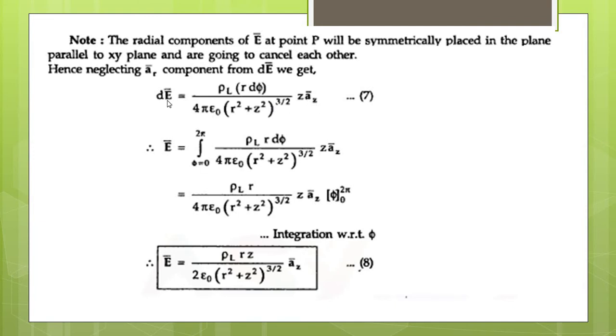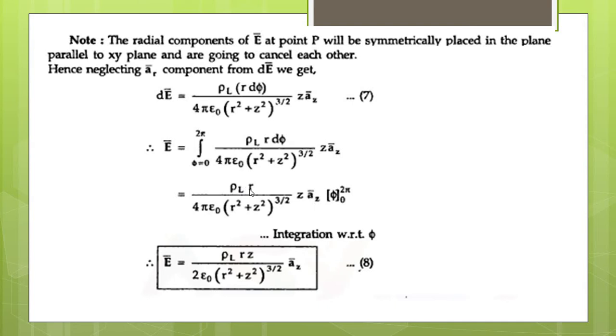Now to find the total electric field intensity, we need to integrate this equation between 0 to 2 pi. Therefore E is equal to integral 0 to 2 pi rho L r d phi by 4 pi epsilon naught (r square plus z square) whole power 3 by 2 into z az. Now here all of these terms are constants. We need to integrate only this d phi term. So put all these terms outside the integral and integrate d phi. We get phi here, apply the limit 0 to 2 pi.